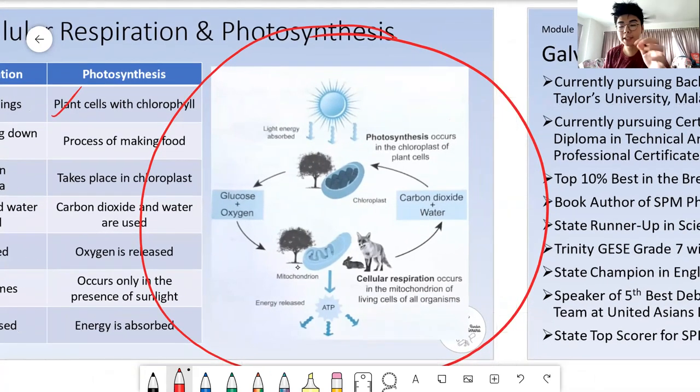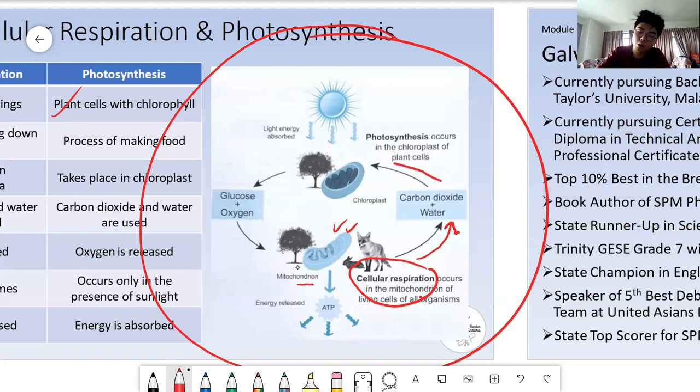So what happens, let's see from here. This is the plant. The plant is going to absorb the energy. This is the animal. The animal has the mitochondria to absorb the glucose and oxygen for cellular respiration to occur in the mitochondria. After that, they release the waste products, carbon dioxide and water. After respiration, carbon dioxide and water go to the plant.